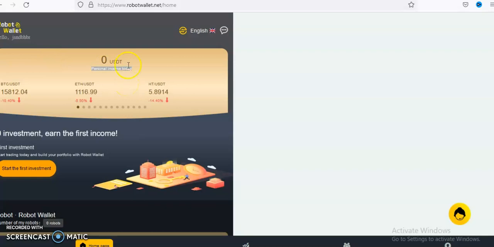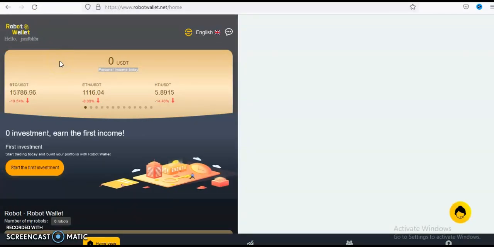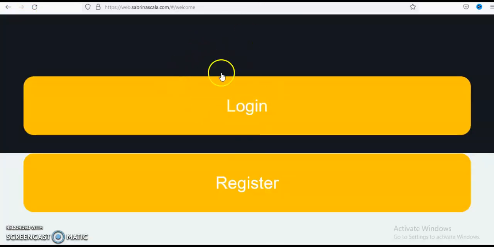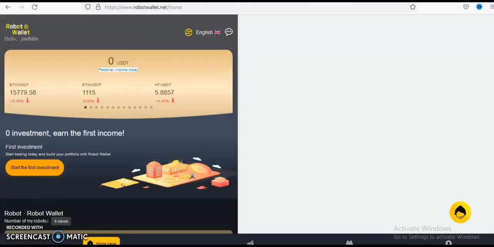So this website is called Robotwallet.net. This is the platform that was just opened recently by the same operators of Cala AI Robot. So I just registered an account here so that I can show you guys everything. If you first notice, you will realize that they chose the same colors as Sabrina Scala. As you can see, this is Sabrina Scala, so they chose the same color as them. That's enough indication to show you that they are the same people.